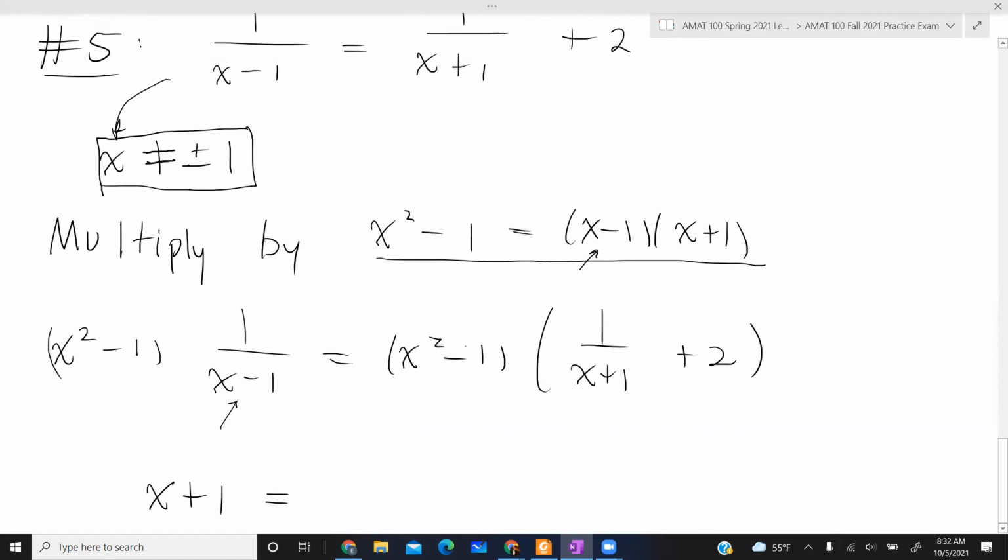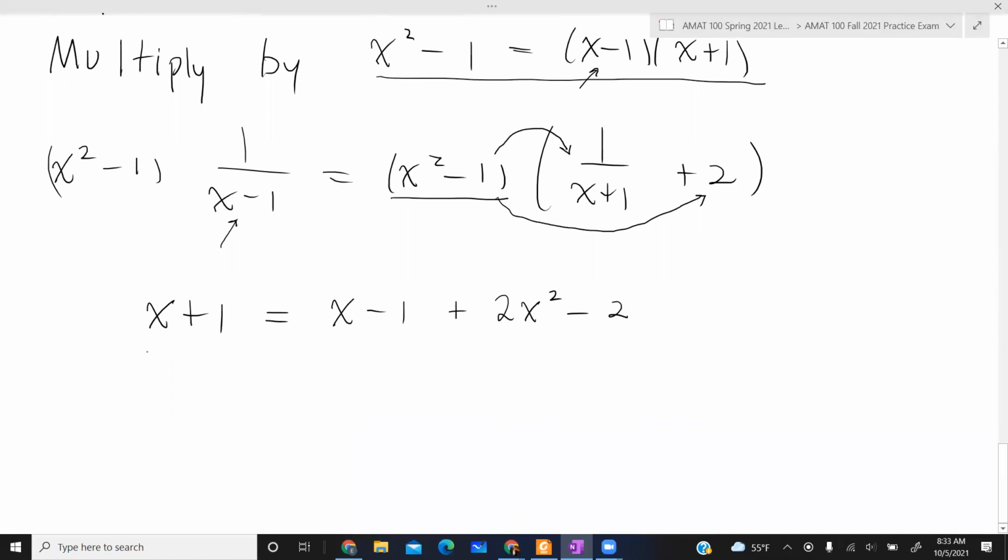Now I'm going to distribute the x squared minus 1 through on the right-hand side. So I get x squared minus 1 times this fraction, and x squared minus 1 times the 2. When I multiply the x squared minus 1 with this fraction, that 1 over x minus 1 cancels with this factor right here. So what I'm left with is the x minus 1. So I'm left with x minus 1 plus the 2 times this thing right here. And I'll just distribute it through to get 2x minus 2.